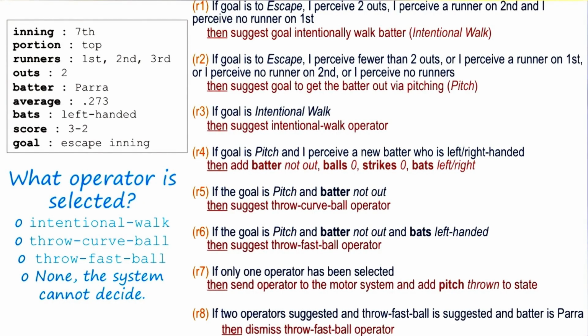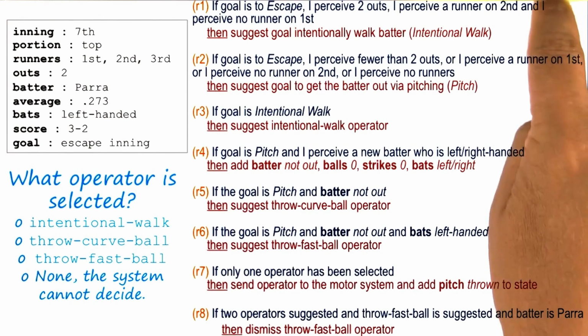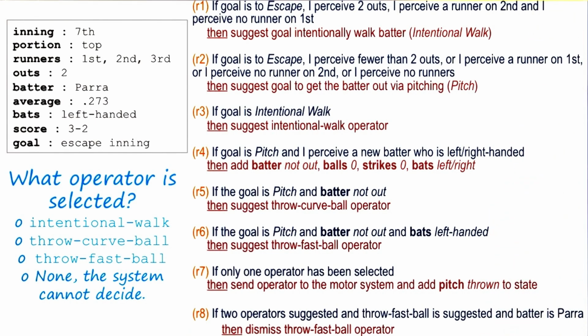Let's do one more exercise on the same problem. Note that I have added one more rule into the procedural knowledge. This is the rule that was the result of chunking. If two operators are suggested and the throw fastball operator is suggested, and the batter is Para, then dismiss the throw fastball operator. Okay, given these rules and the same situation, what do you think will be the operator that will be selected? David, what was your answer?